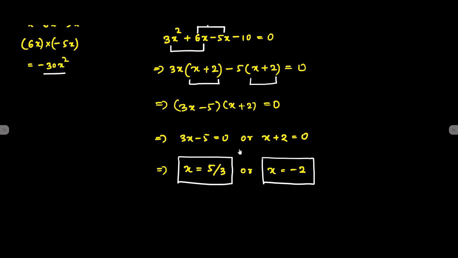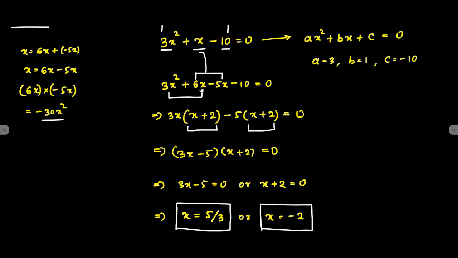So here the important thing is first to split the middle term in such a way that the product of those two split terms is equal to the product of a and c. Product of a and c, always include the sign. By mistake don't do 3 into only plus 10, 30, that will be wrong. 3 into −10, you always have to include the sign. If it would have been plus 10, then 3 into plus 10 is okay, but always include the sign, because accordingly we have to split the middle term.